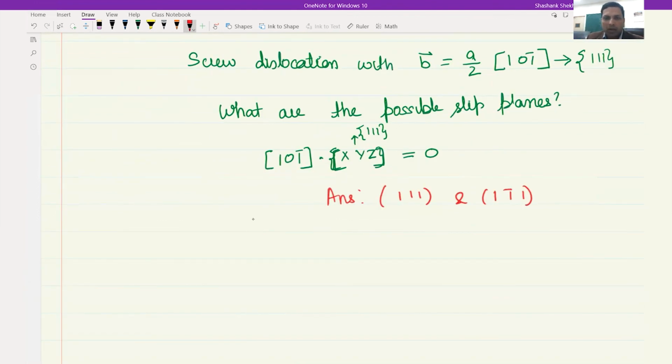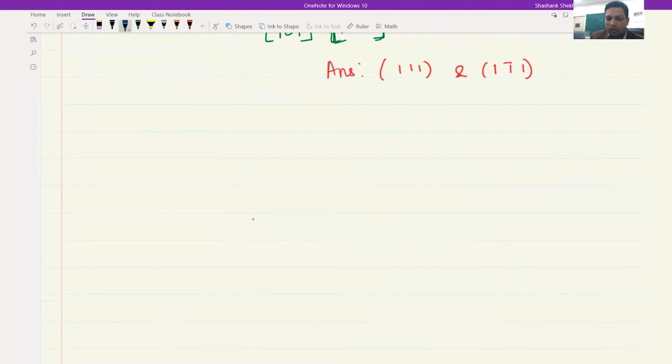And it is clearly more than one. So the screw dislocation can indeed move on more than one plane. It's not confined to one unique plane. That is one big thing that we can clearly see from this example. Now that we have talked about the FCC system, let's also talk about the BCC system.